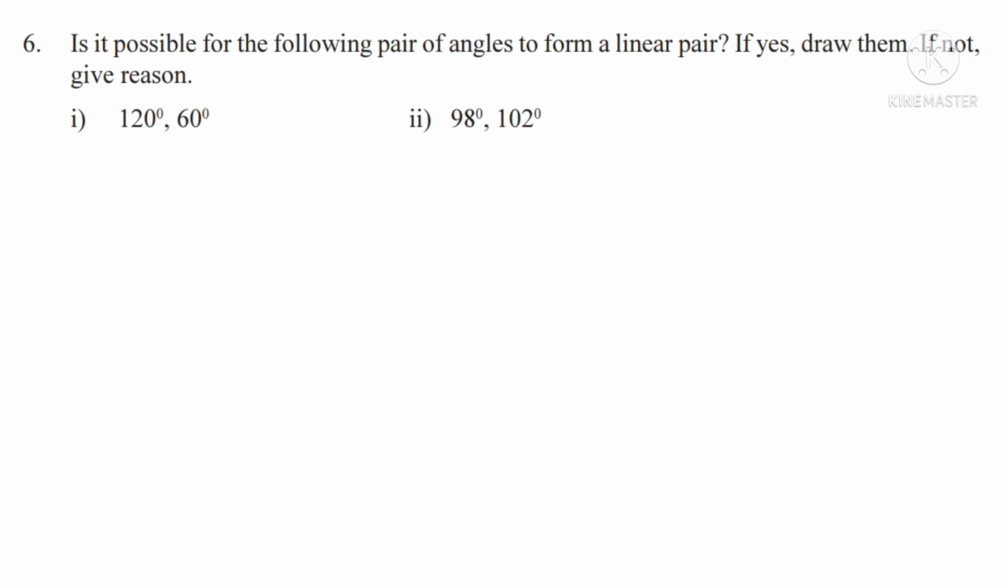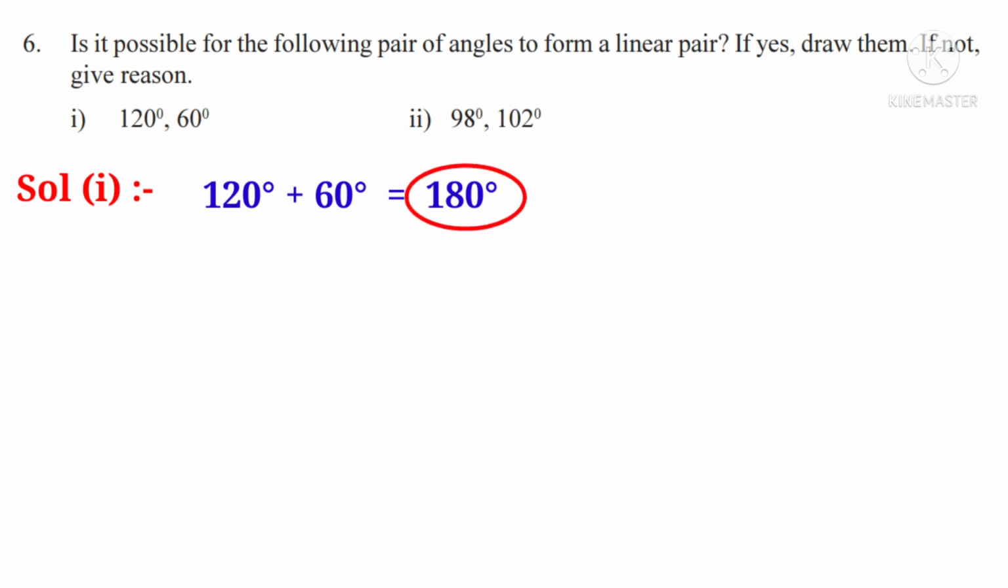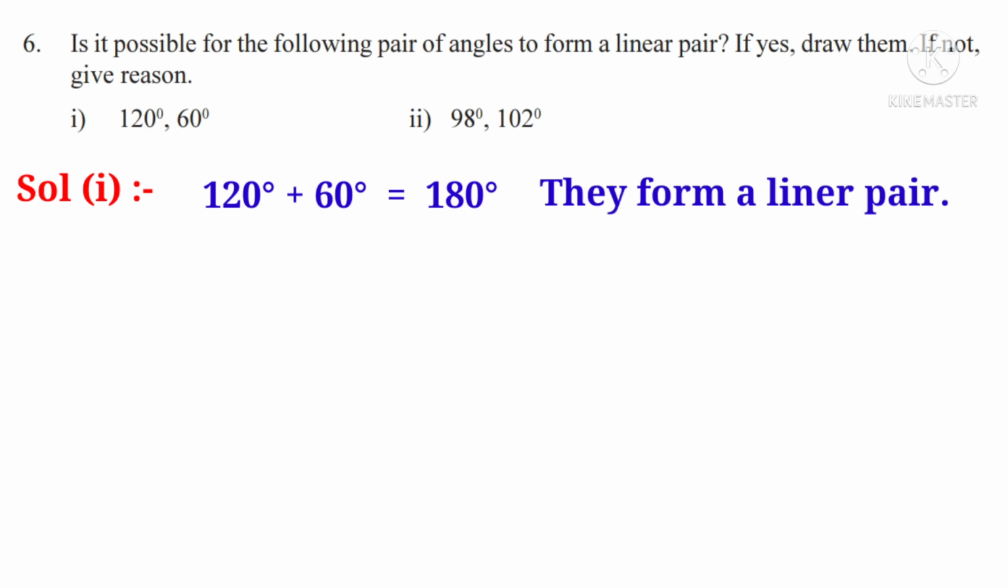Sixth problem. Is it possible for the following pair of angles to form a linear pair? If yes, draw them. If not, give reason. Number 1. 120 degrees, 60 degrees. Solution 1. 120 degrees plus 60 degrees is equal to 180 degrees. This angle shows angle on a line. So these angles form a linear pair.